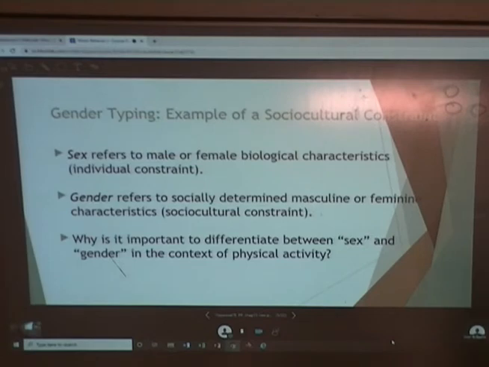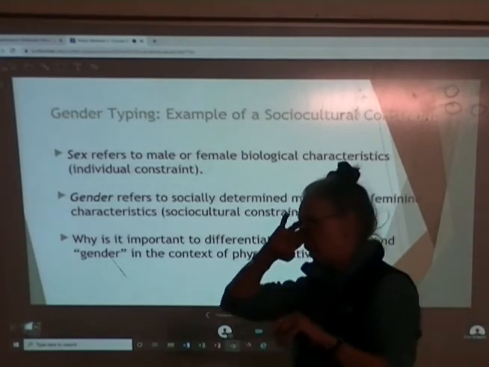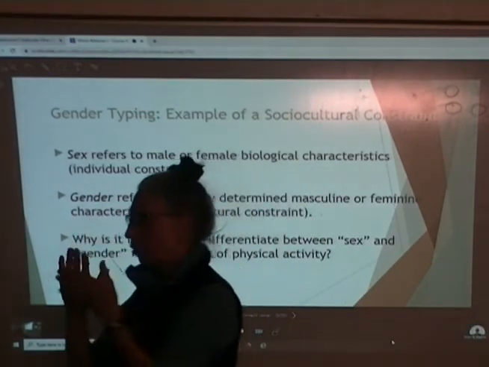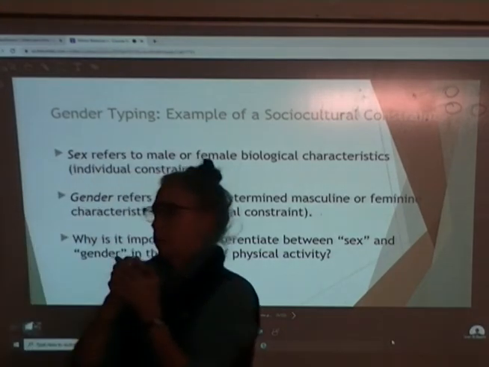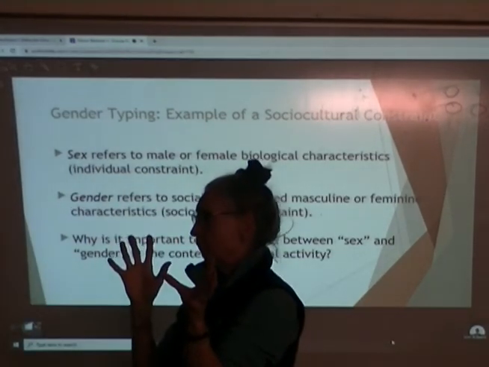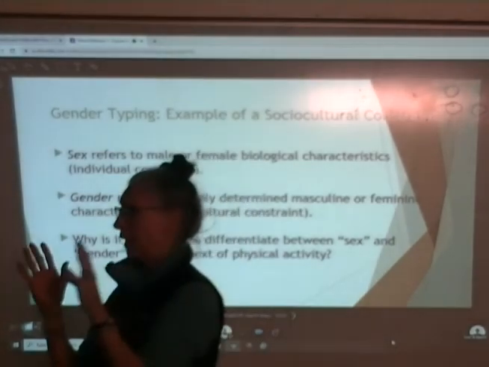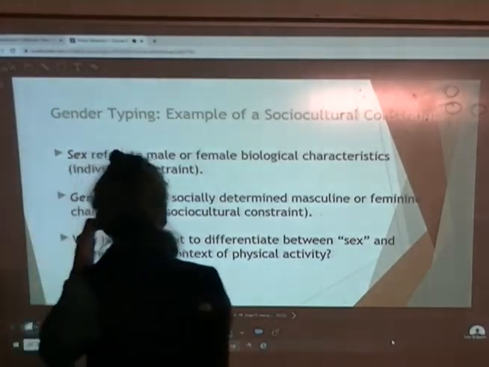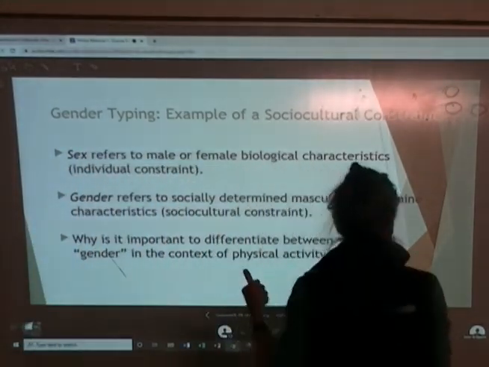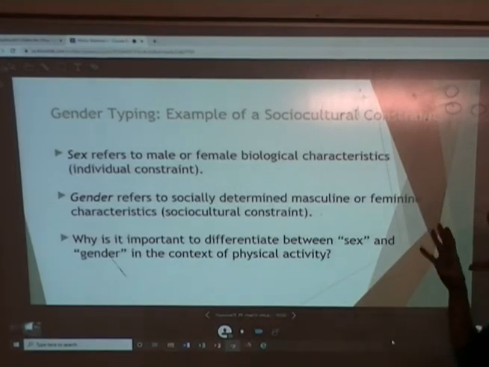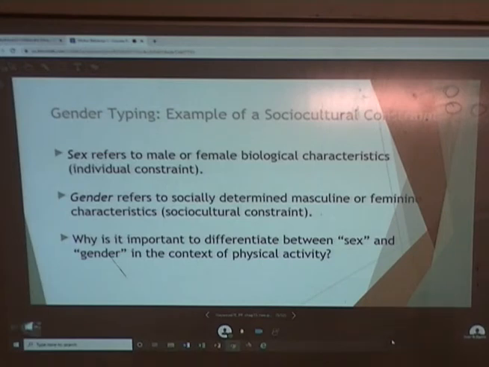So the first thing to understand, and given that gender is such a big media kind of beef at the moment, it's very interesting that they often use the term in the wrong place, right? So the first thing that we have to get our head around is the terminology. So sex is the biological characteristic of the individual, right? So it's an individual constraint.